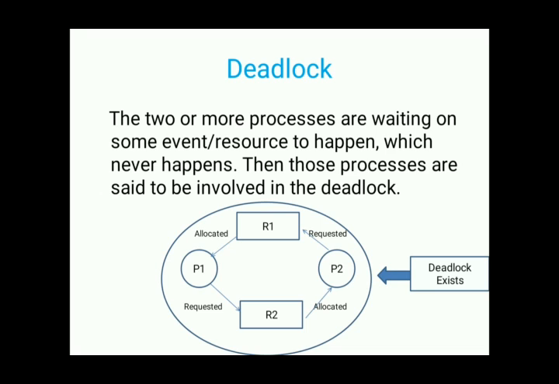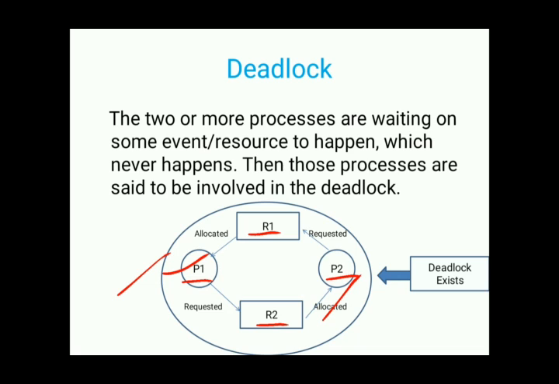Let us understand the concept of deadlock with this example. Here we have two processes, p1 and p2, and two resources, r1 and r2. The process p1 requested the resource r2, but this resource r2 is allocated to process p2. And the process p2 requested the resource r1, but this r1 resource is already allocated to the process p1. So this forms a cycle and the deadlock will occur here.